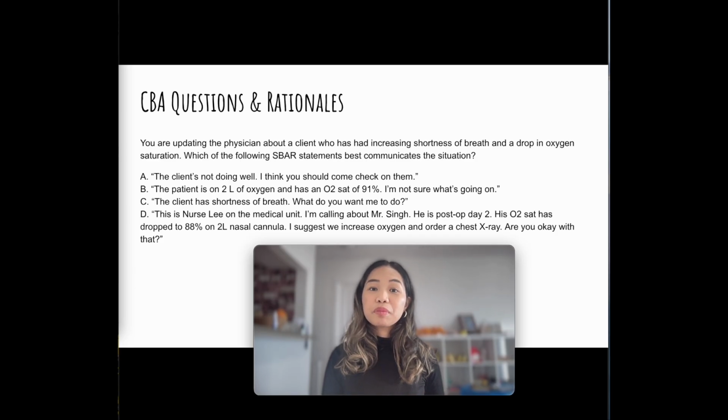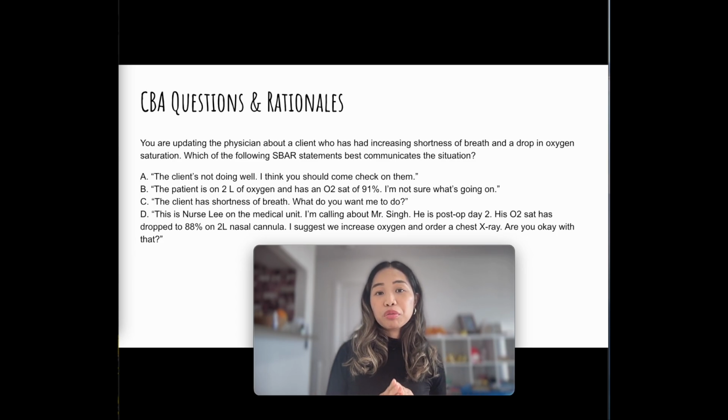And here's a test tip for you. Know the SBAR very well. How can you use it? How would you use it when you are calling the physician, the healthcare professionals, or even when you're doing a handover? For the SBAR, always start with introduction.